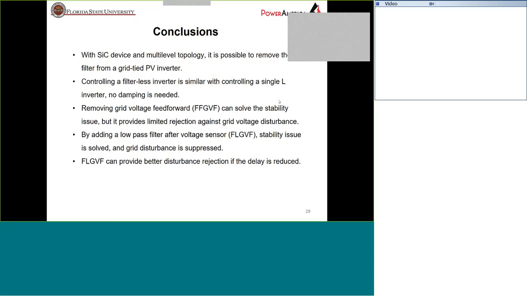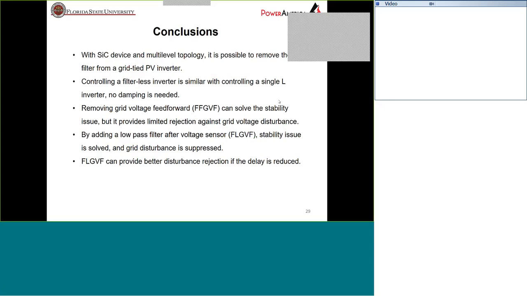So to conclude today's presentation, we know that with silicon carbide device and multi-level topology, it is possible to remove the output filter, to remove the LCL filter from a grid-tied PV inverter. And controlling a filterless inverter is rather simple. It's similar to controlling a single L inverter. So no dampings, no impedance shapings will be needed. We can just use a PR or PI controller.